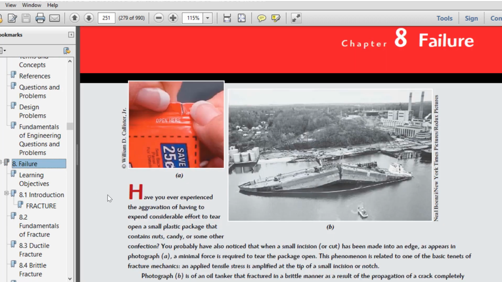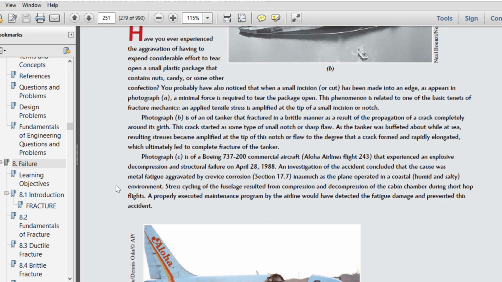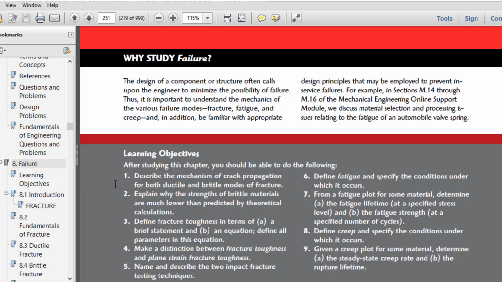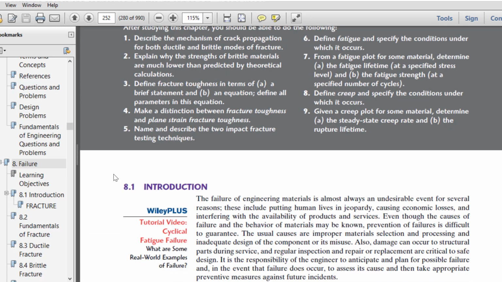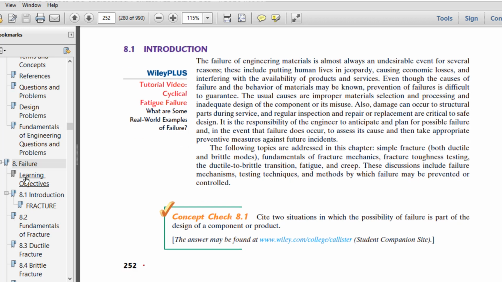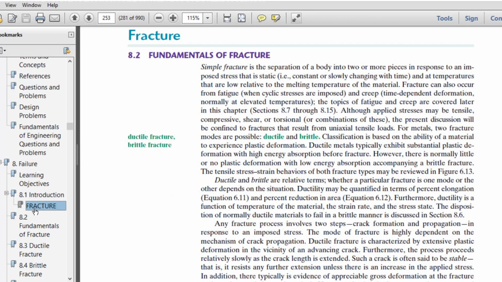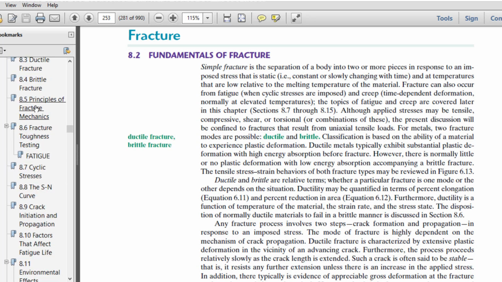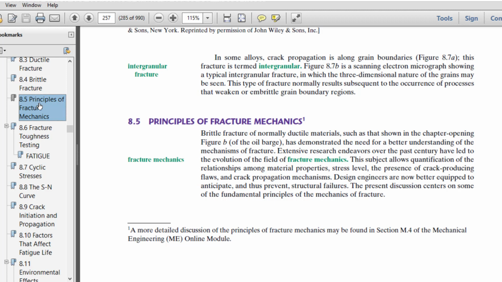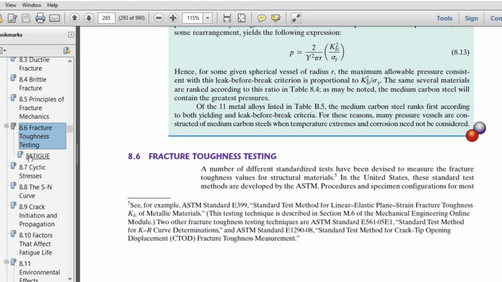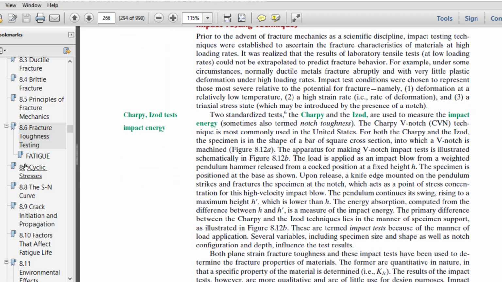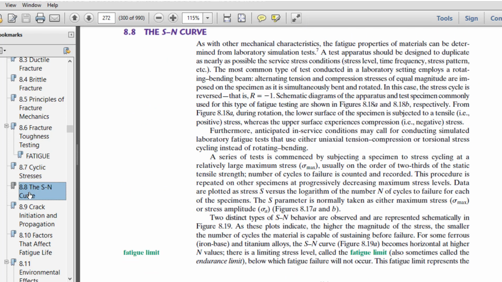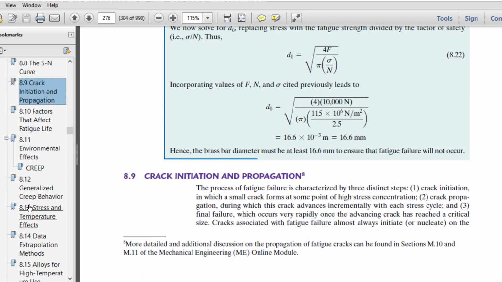Okay, chapter 8, failure. Let us come to this failure part. So failure is also related to your mechanical metallurgy, so you can study this one to get an idea. Okay, and this fracture I would also suggest you read from the Dieter book also. Okay, then principles of fracture mechanics, fracture toughness testing, this equation you know very well. Then what is fatigue, S-N curve, crack initiation and growth.